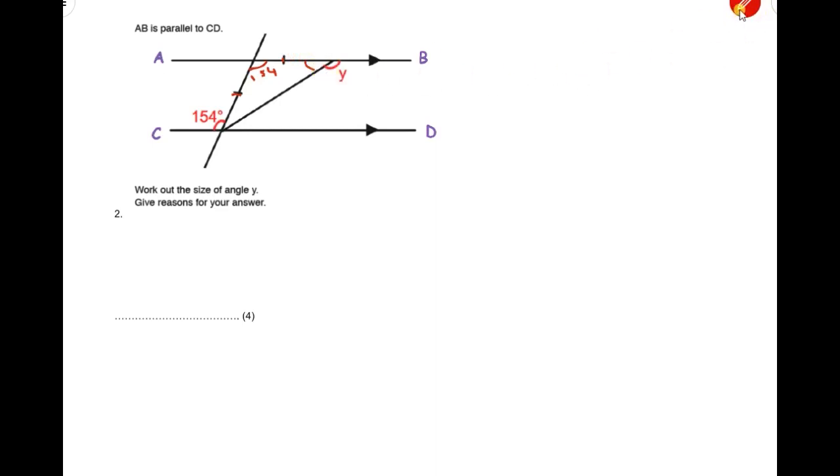This angle is 180 minus y, because this angle is supplementary to y. Whatever the angle over here is the angle over here, because this is an isosceles triangle. So this is also 180 minus y. This angle is also. So now you know that this angle plus 154 gives you 180.